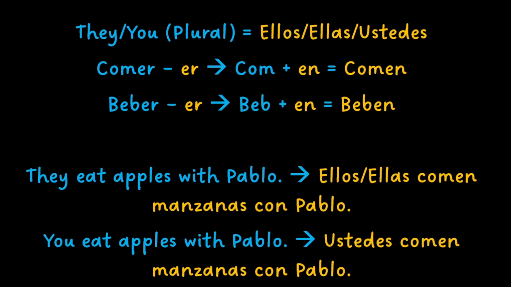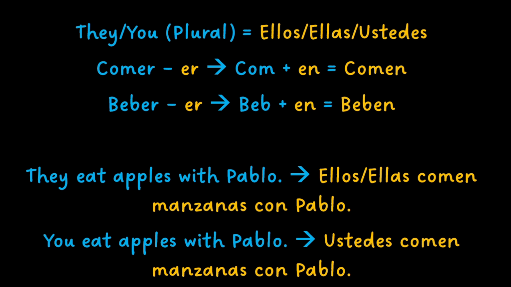They in Spanish is ellos or ellas, and you when talking to multiple people is ustedes. To conjugate these forms, we drop ER and add EN. So to say they eat or you eat, comer becomes comen, and to say they drink or you drink, beber becomes beben.